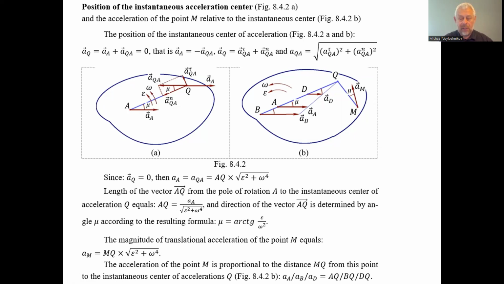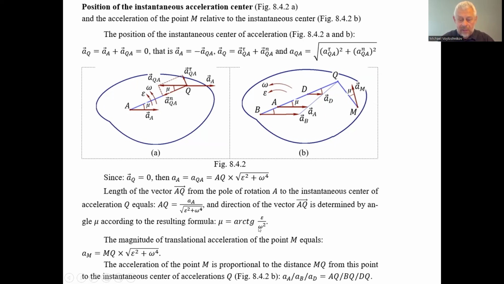So if we have some points on the straight line, what about the angle? What about the angular velocities here? And if we have a point in another place, what about the angle mu? Angle mu is from the direction of the translational acceleration of the definite point to the instantaneous center of the acceleration.